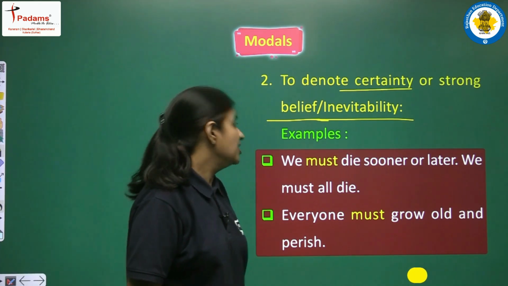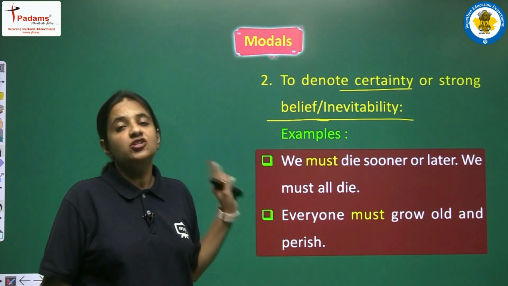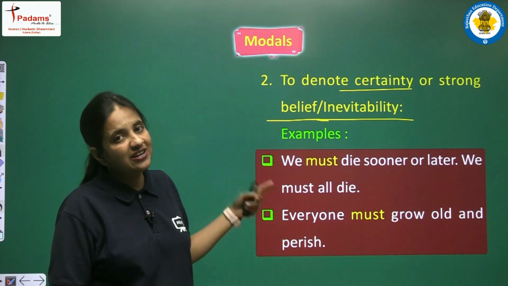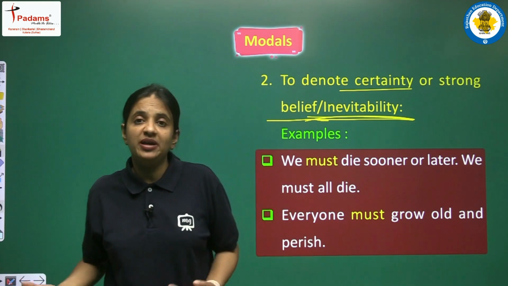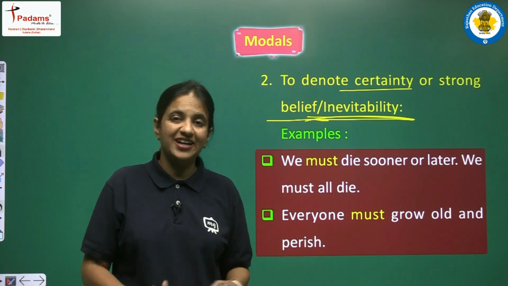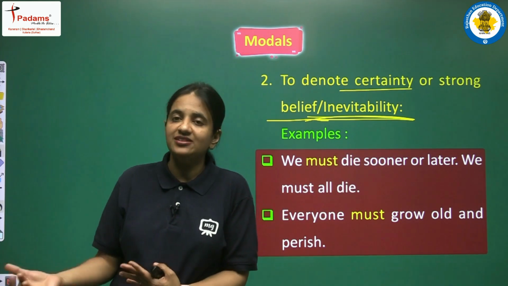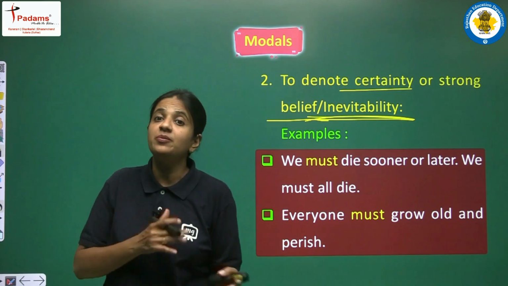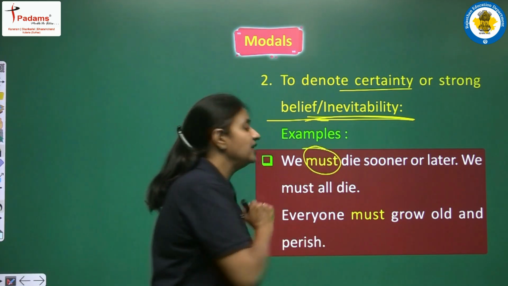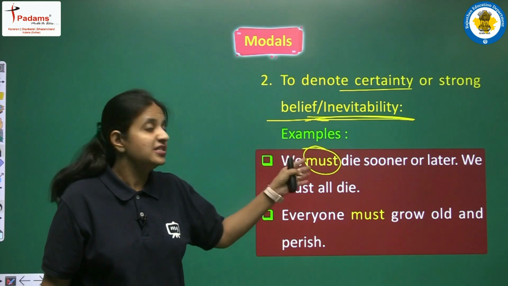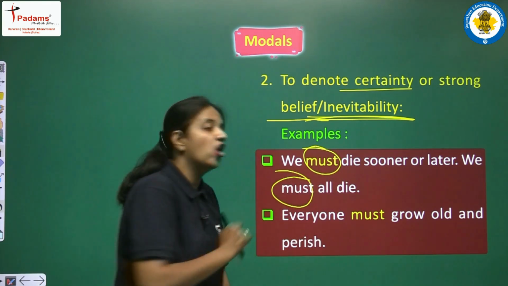The first example is we must die sooner or later, we must all die. So in this sentence, what we are trying to show? We are trying to show one fact that is totally inevitable. It means we all human beings, yes, we have to die one or other day, we have to die sooner or later, and no human being can escape from this fact. No human being can escape from death. So this is the reason we are trying to show inevitability. So we are using must here in a sentence, and we are saying that we must die sooner or later, and we can say in this manner also that we must all die.